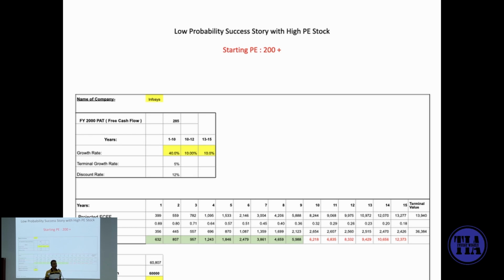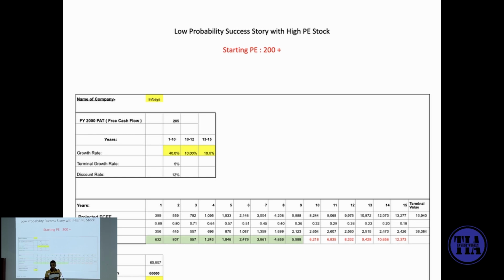Very interesting, a very low probability case of a high PE stock, how it performed. So the starting PE in 2000 was 200. I don't know what Zomato's PE is. So the Infosys PE was 200. Their profit was 285 crores. The market cap was 60,000 crores. Even then 60,000 crores, the extent of fraud there could have been would be very big.